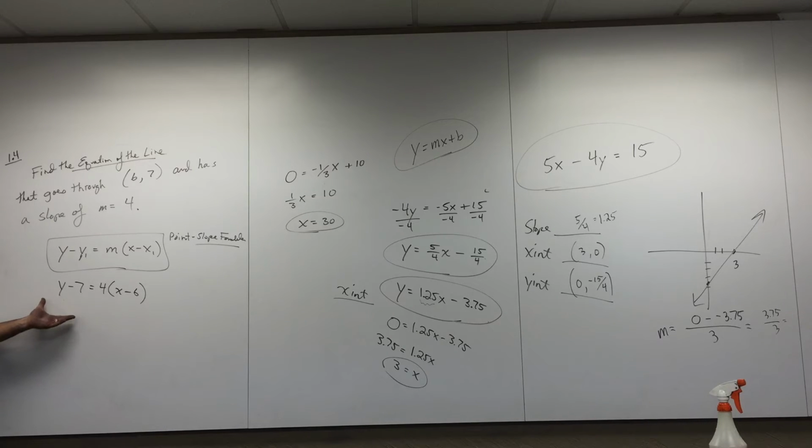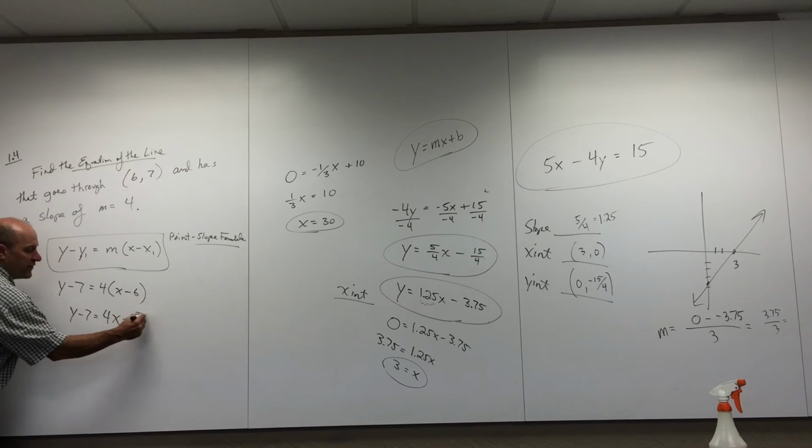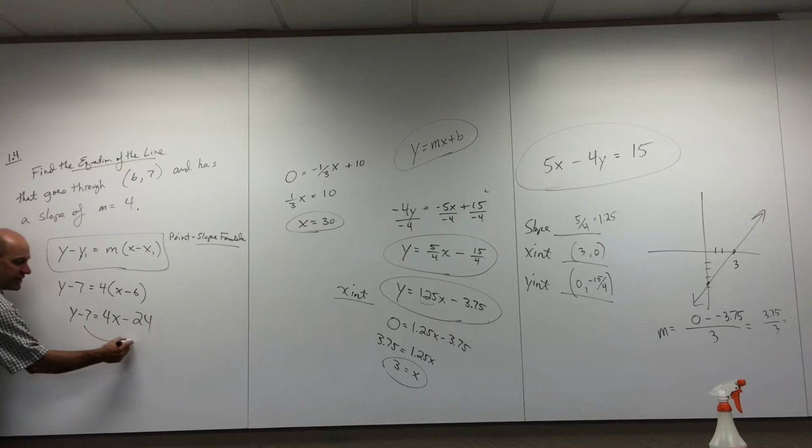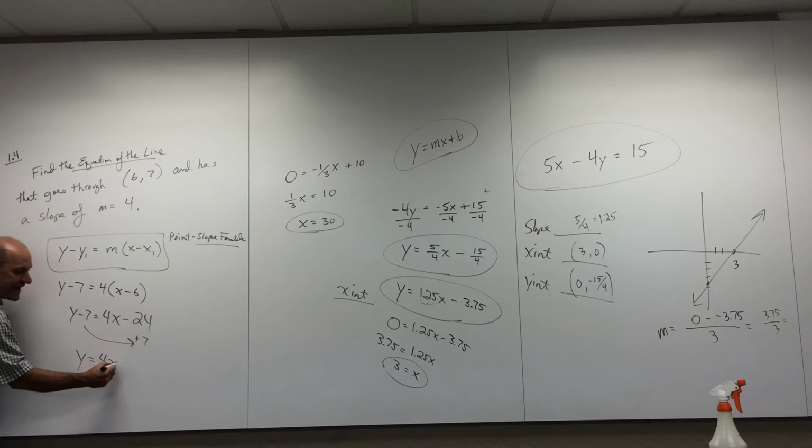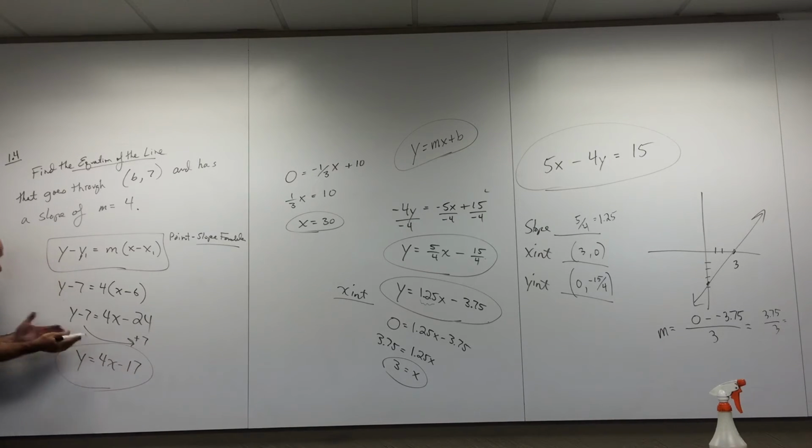We don't like to leave it like that. Can we distribute it and clean it up? Yes, but technically that's the equation. But let's clean it up. Distribute the 4: 4x minus 24. Add 7, right, you guys? Add a 7. y equals 4x minus 17. That's the equation of the line that meets their requirements.